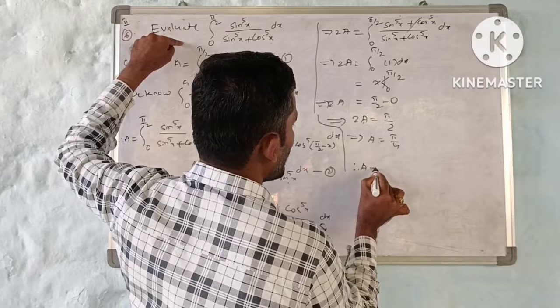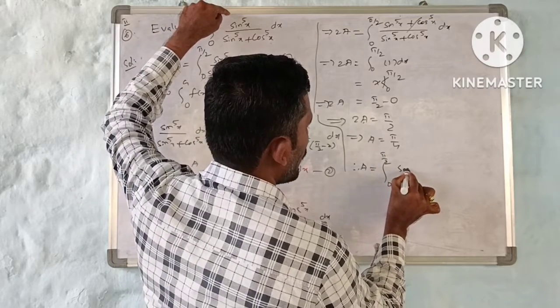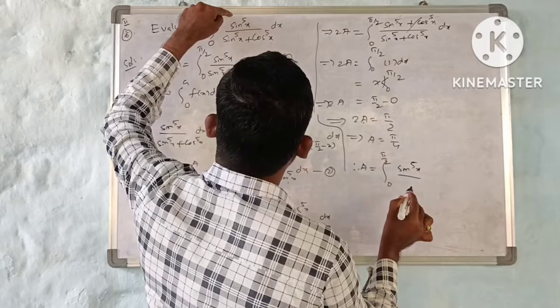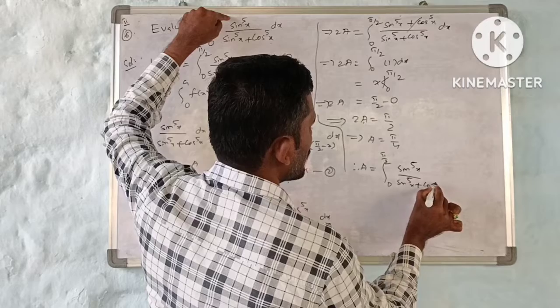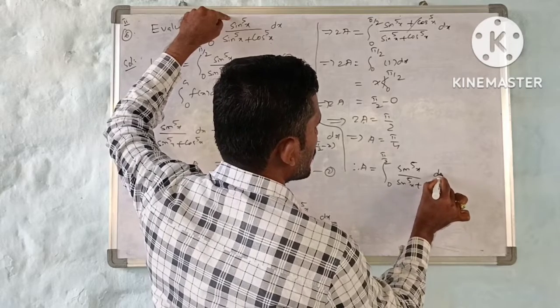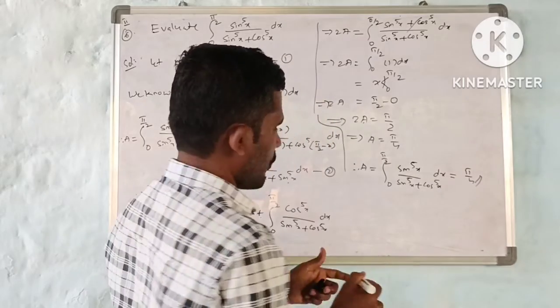So A is nothing but the integral from 0 to pi by 2 of sin^n x by (sin^n x plus cos^n x) dx. The value you got here is only pi by 4.